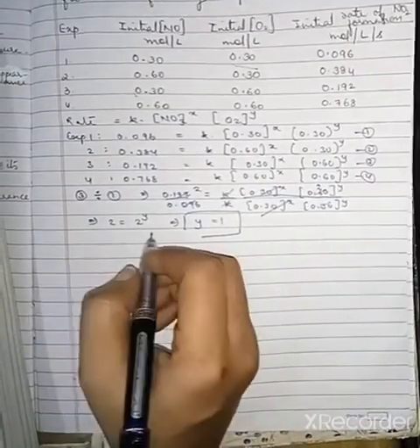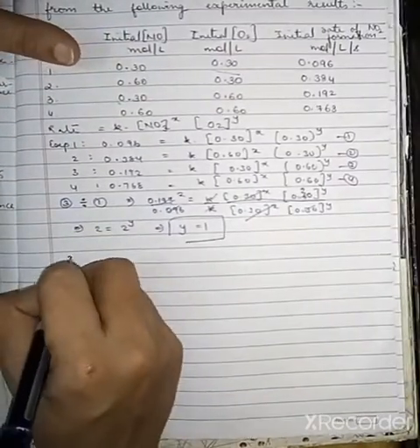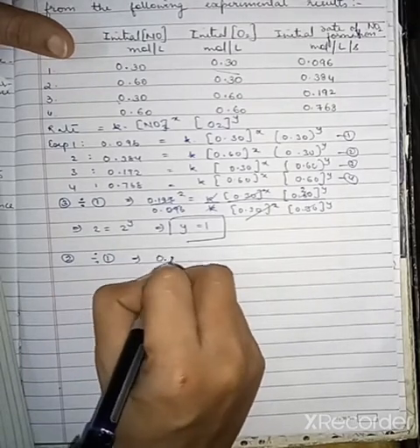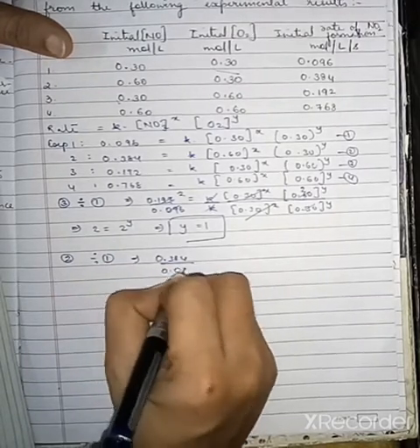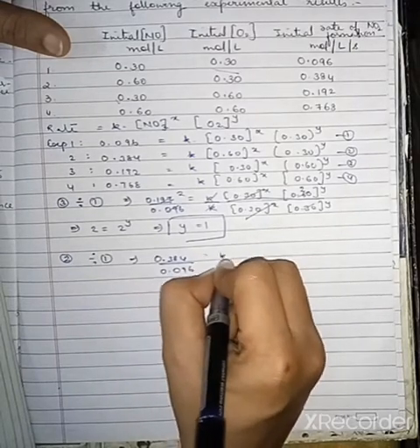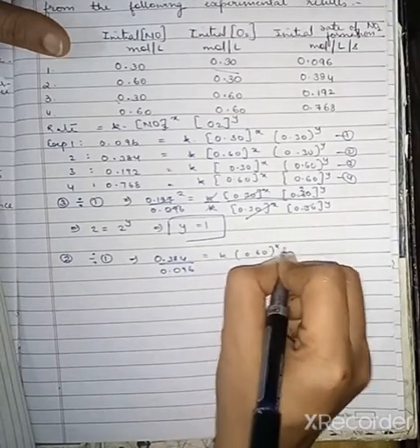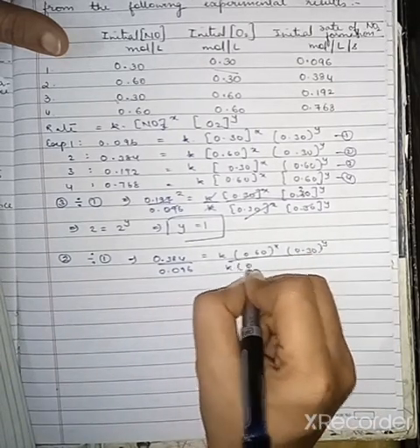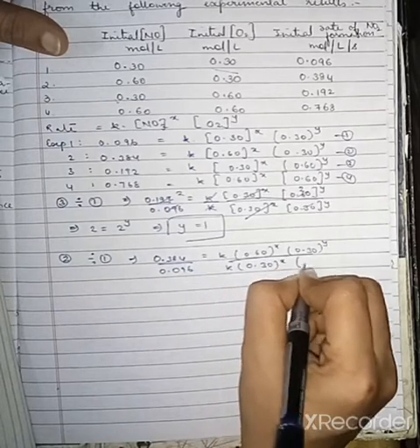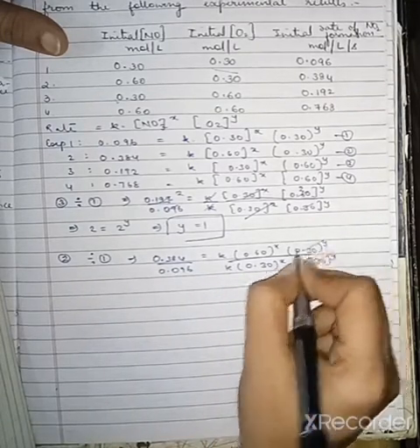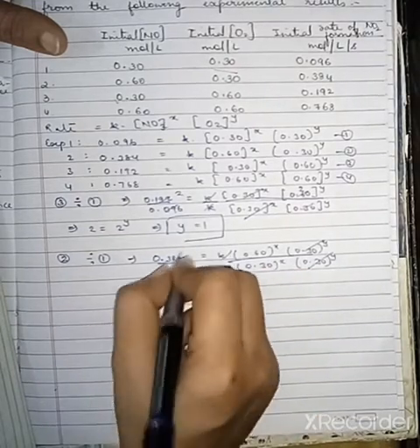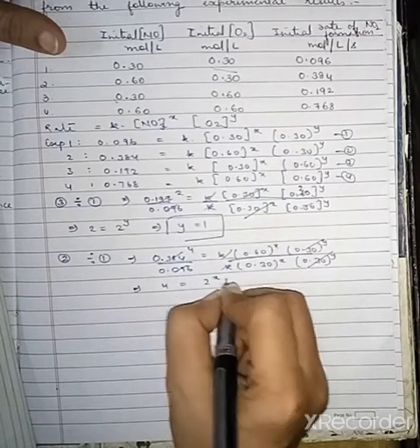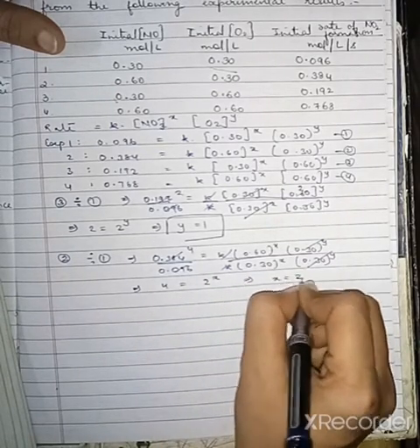नाउ वी विल सिलेक्ट इक्वेशन 2 एंड विल डिवाइड बाय 1. सो व्हाट आर वी गोइंग टू गेट? 0.384 divided by 0.096 is equal to K 0.60 to the power x, 0.30 to the power y, and here it is K 0.30 to the power x and 0.30 to the power y. So the common terms will cancel out. We will have 4. So 4 is equal to 2 to the power x. This means x is equal to 2.